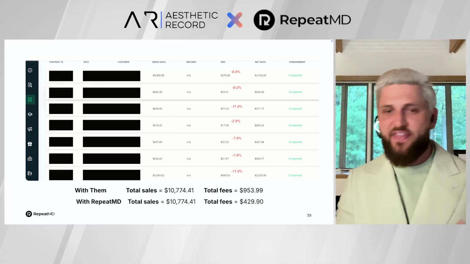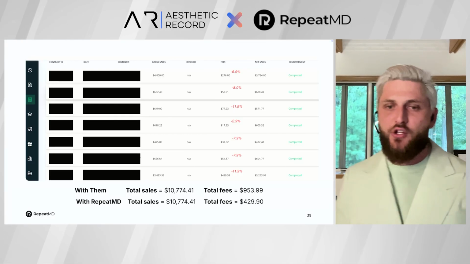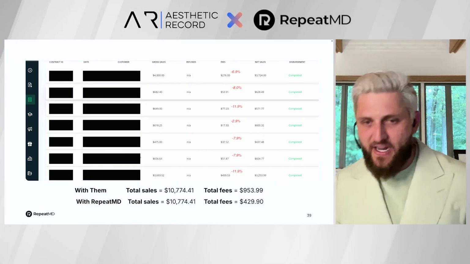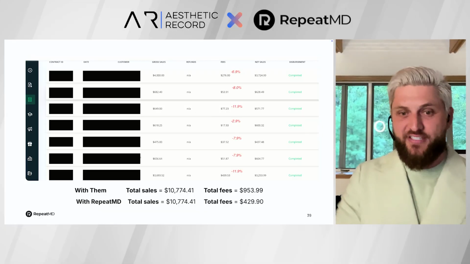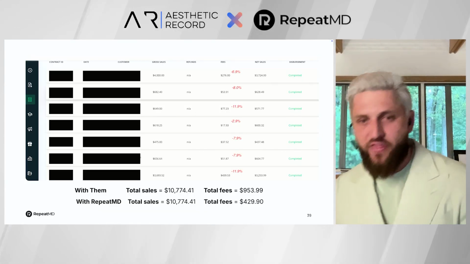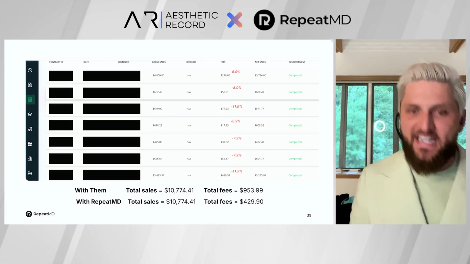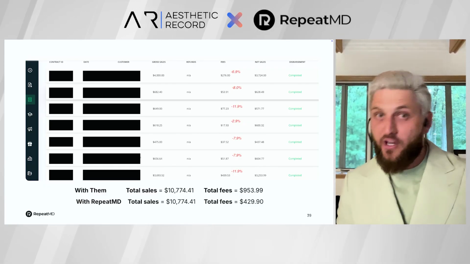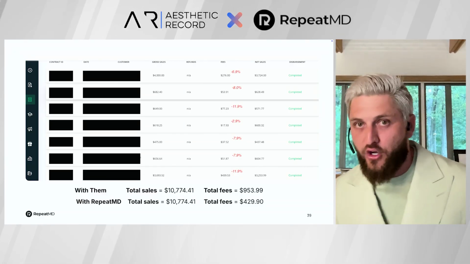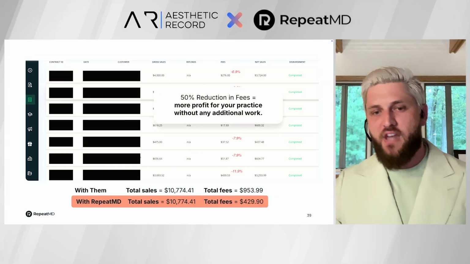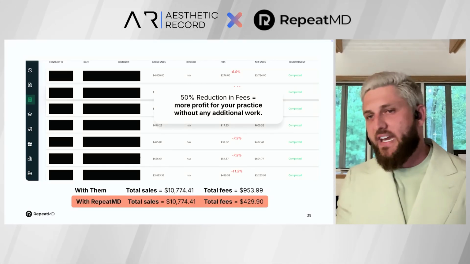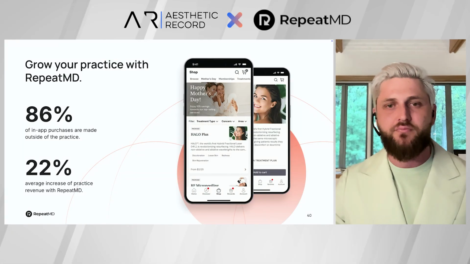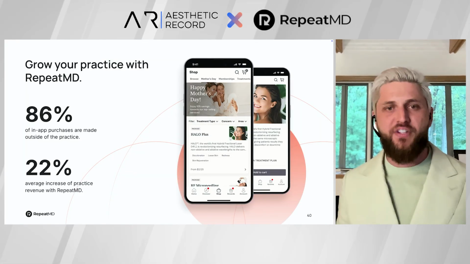And the reality is you're saving 50% of fees. If you both get $10,000, one practice is going to pay $953 in fees. If you do it with us, it's $429 in fees. And if you extrapolate that out times 10, now it's 4,000 versus 9,000. Times 100, it's 90,000 versus 40,000. Times 1,000, you get the point. Paying 900,000 in fees versus 400,000 in fees. The numbers get bigger, but you're getting a reduction of fees of 50% across the board with the best approval rates.